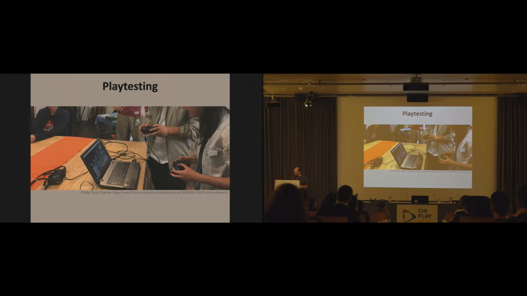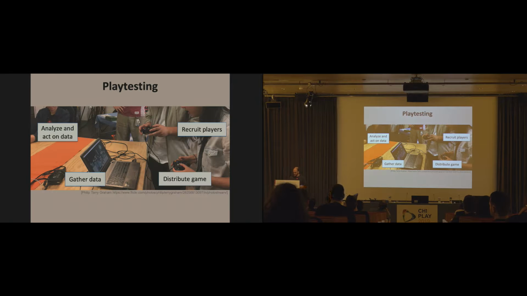In order to do playtesting, designers need to do things such as recruit players to play the game, get the players a version of the game that they want tested so that they can play it, gather some kind of data on how the players are playing the game, and then visualize and analyze and act on the data in some way to make changes to the game, and then basically repeat this process over and over again.